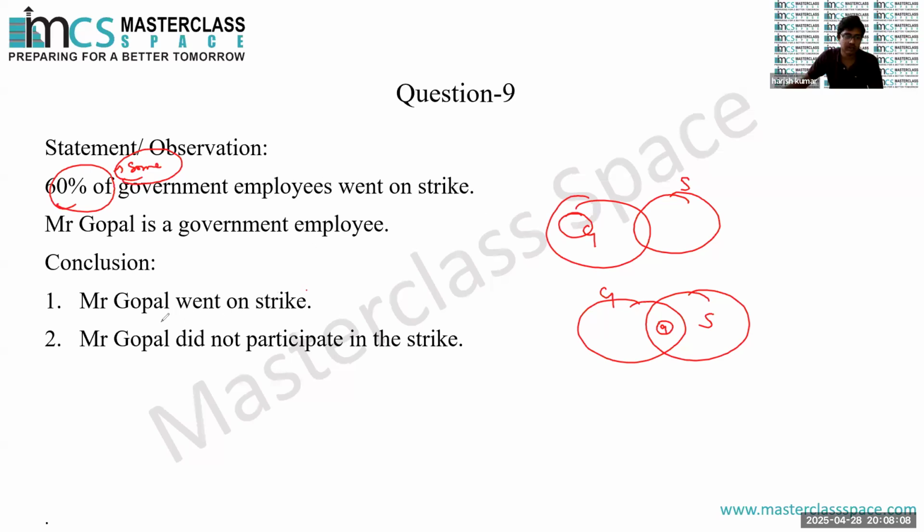Now, what are the conclusions? Mr. Gopal went on a strike. No, here he did not go. Mr. Gopal did not participate in the strike. No, he participated here. See, individually both are wrong. But when looked at together, he must lie here or he must lie in the common part, because he can't lie outside as he's a government employee. So either he went on strike or he did not participate in the strike. So either one or two follows.